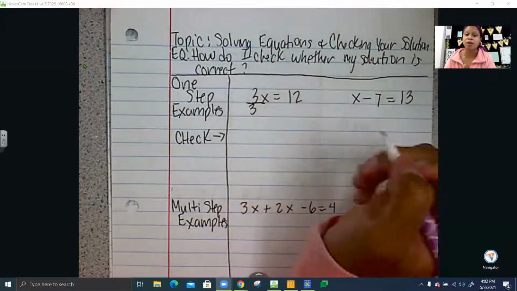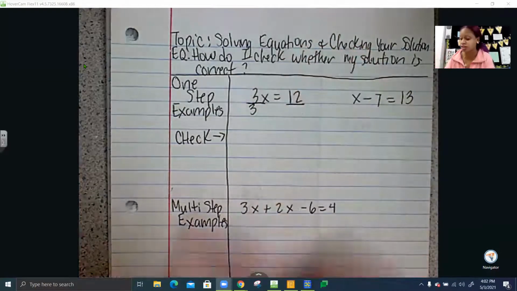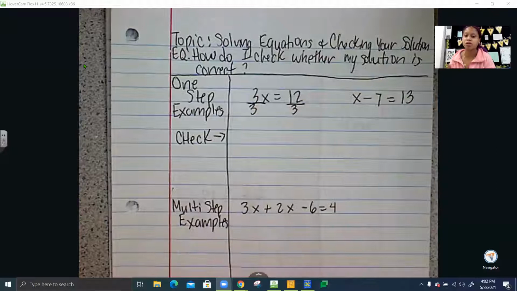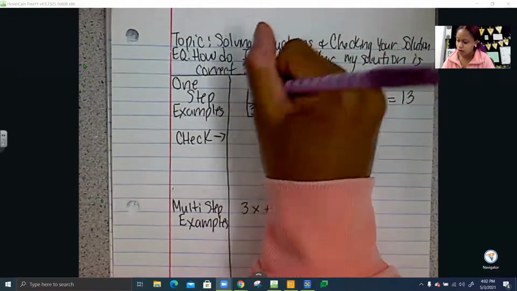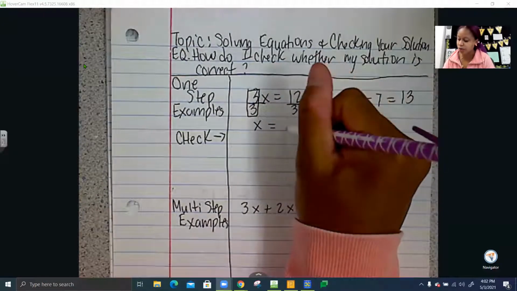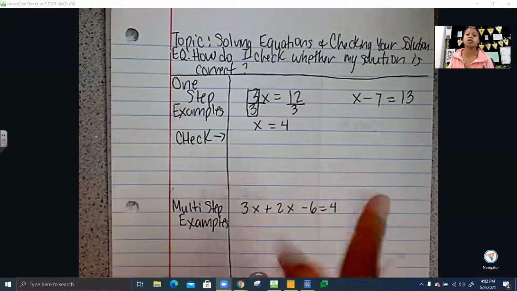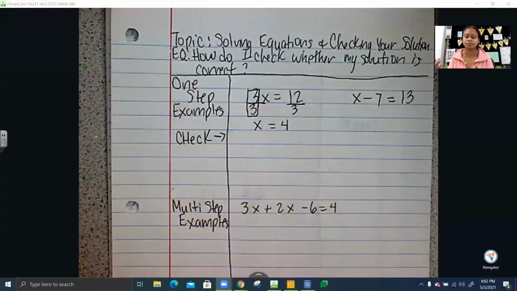And remember, if we divide by 3 on the left, it's an equation, so whatever you do to one side, you've got to do to the other. So we're also going to divide by 3 on the right. This becomes a giant 1. And we're left with x equals 12 divided by 3, 4. So now we know x is equal to 4. And now we need to practice, how do we check that that is correct? How do we know 4 is the correct answer?